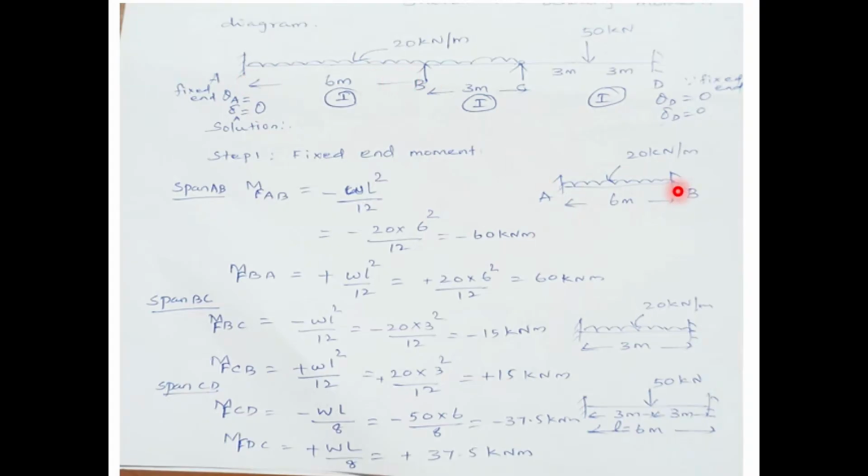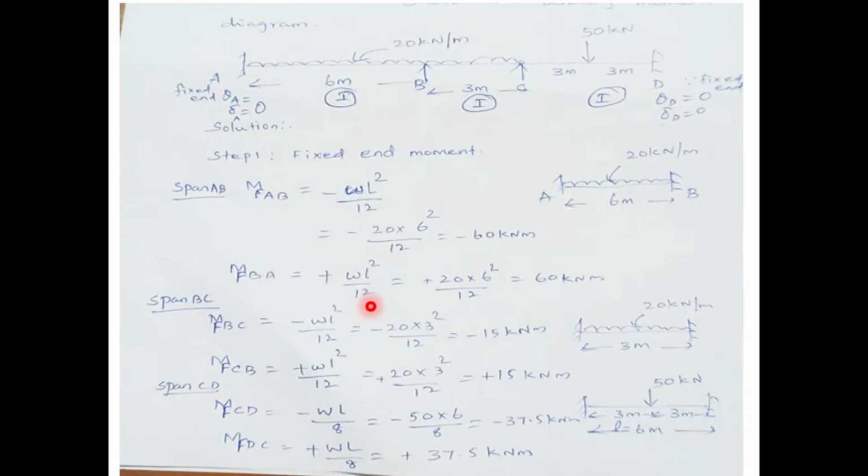AB member has a span of 6 meter. Right. Fix both the ends. Now apply the load UDL 20 kilonewton per meter over the entire span, right? So what is the fixed end moment formula for UDL? In case of UDL, fixed end moment M of AB is equal to left side it is minus W L square by 12. Right side M of BA is equal to plus W L square by 12.